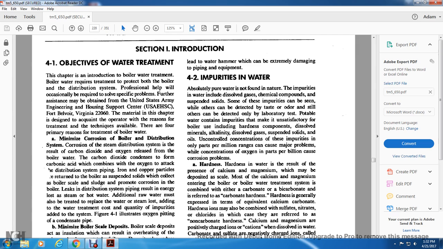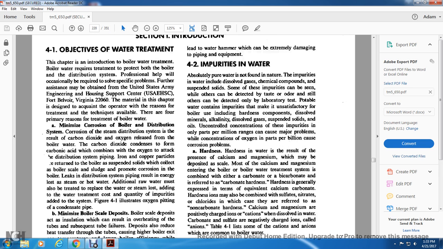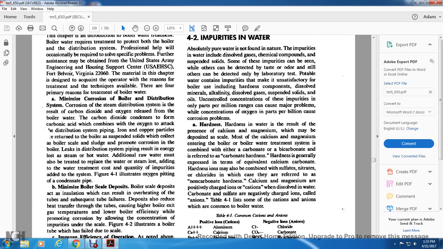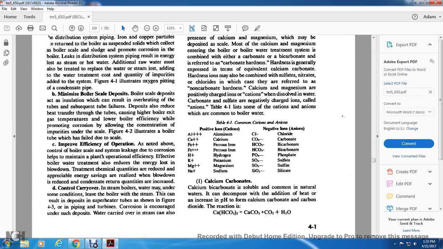Iron and copper particles are returned to the boiler. Suspended solid waste collects as boiler scale and sludge, which promote corrosion and boiler leaks. Distribution system piping failures cause energy loss of steam and hot water, so additional raw water must be treated to replace water and steam loss. Adding water treatment causes treatment costs and adds quantities of impurities to the system. Figure 4.1 illustrates oxygen pitting of the condensate pipe.